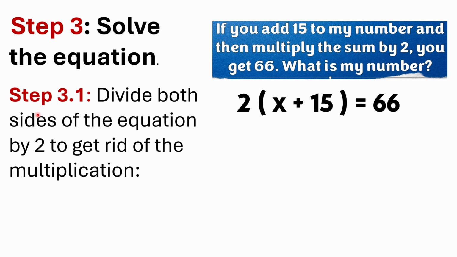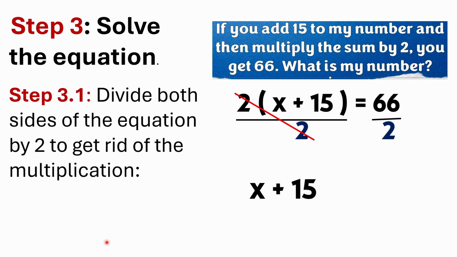Step 3.1, we divide both sides of the equation by 2 to get rid of the multiplication. So 2 divided by 2 equals 1, and 1 times (x plus 15) is x plus 15, so the 2 cancels. Then x plus 15 equals 66 divided by 2, which is 33. So our new equation is x plus 15 equals 33.